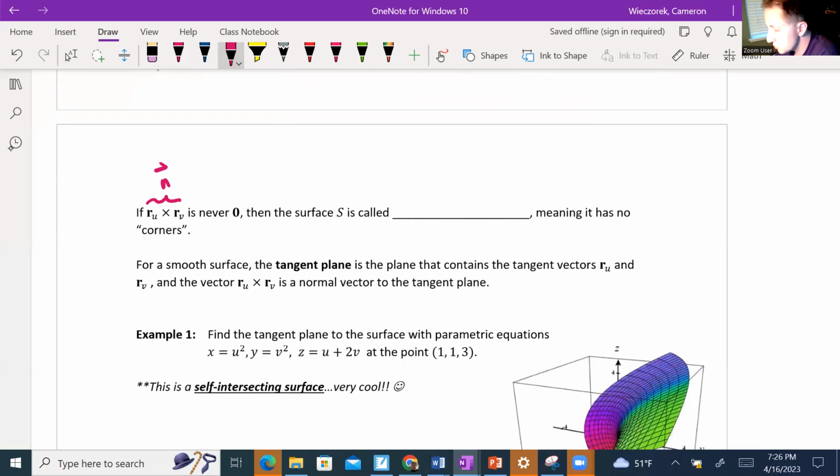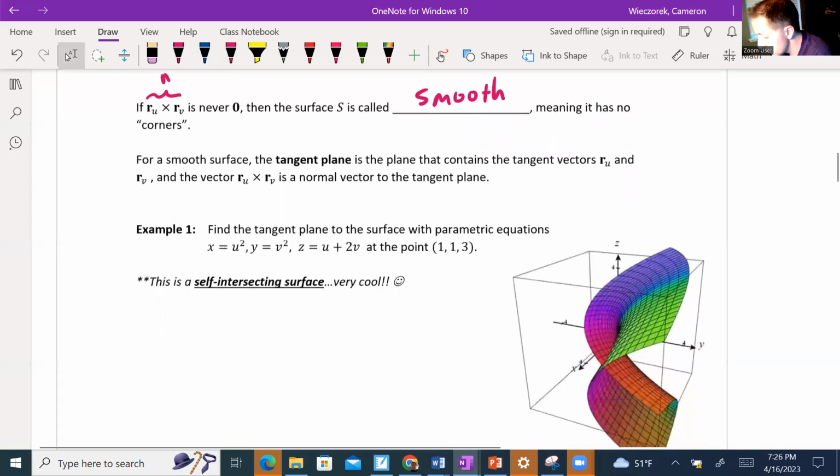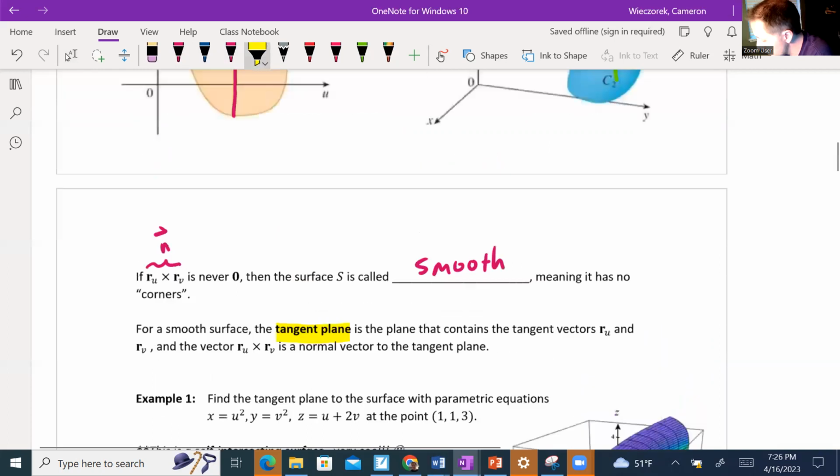So as long as that's never 0, we call the surface S smooth, which just really means, if you remember from last year, we talked about sharp turns or cusps or corners. We just don't want this surface to have any corners. Nice and smooth. For a smooth surface, the tangent plane is the plane that contains the tangent vectors RU and RV, as shown here.